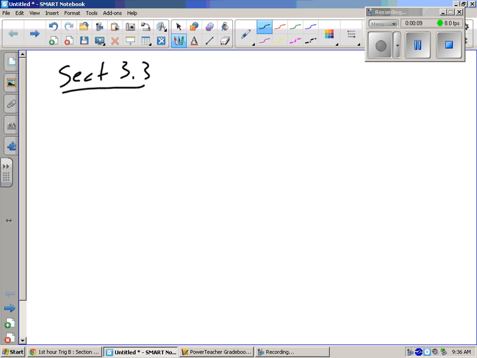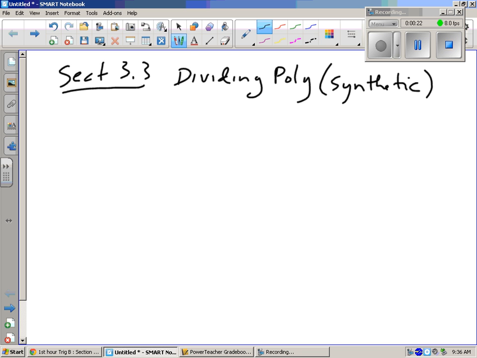Today we are going to talk about section 3.3, and it is titled Dividing Polynomials. And within that, we do synthetic division. I know you've done that in Algebra 2. We're going to take it just a little bit farther. We're going to use our graphing calculators to help us out too. So, I'm going to review a few things. Let's try a quick example here.